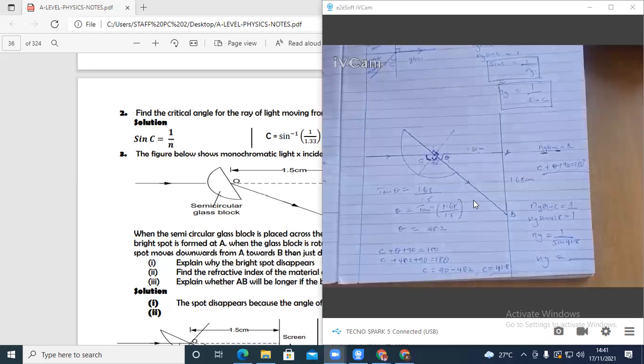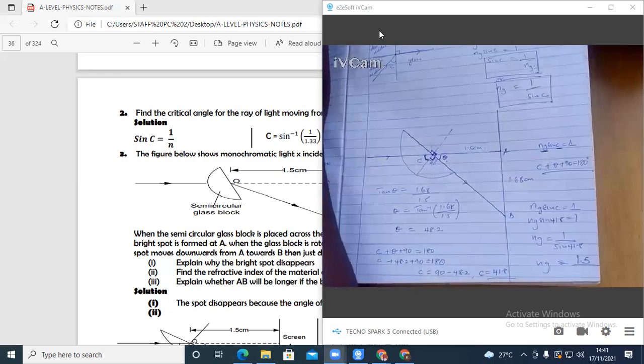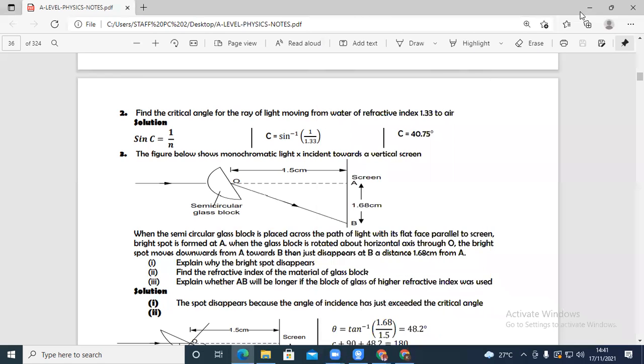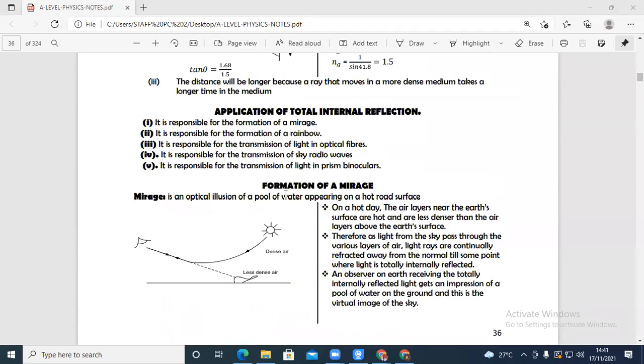Brenda, 1.5. You get 1.1? 1.5. Simple. So when you are calculating that, you need to go through your trigonometry very well. So let's proceed.